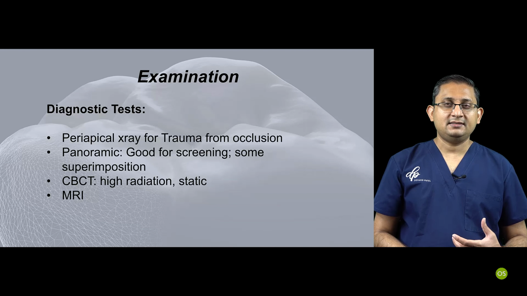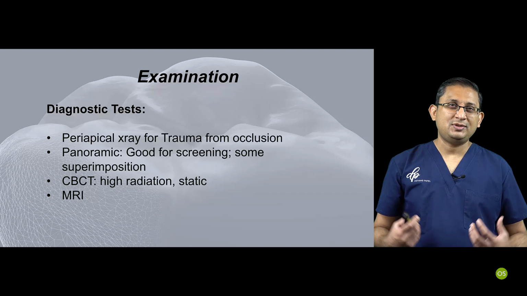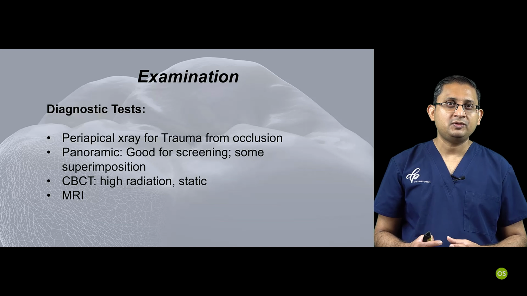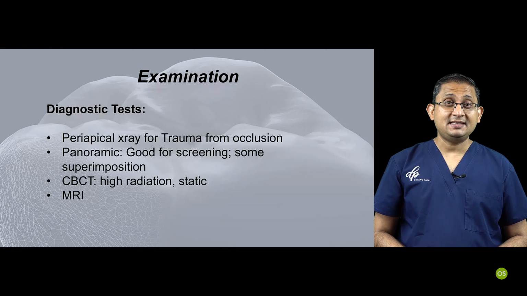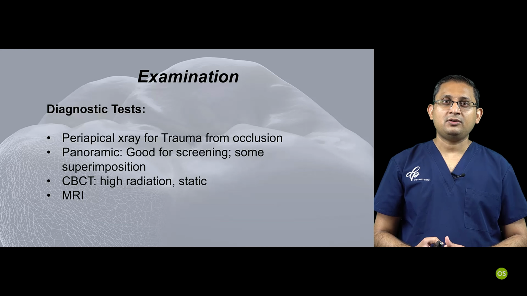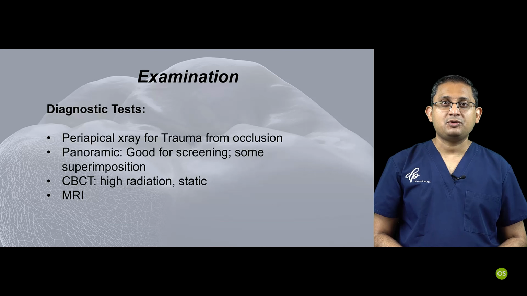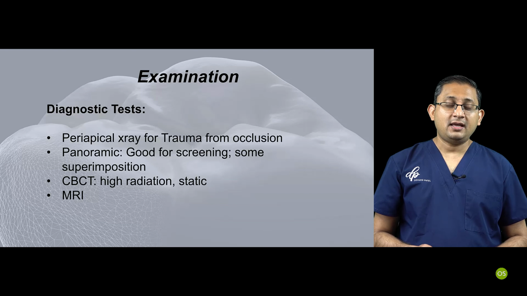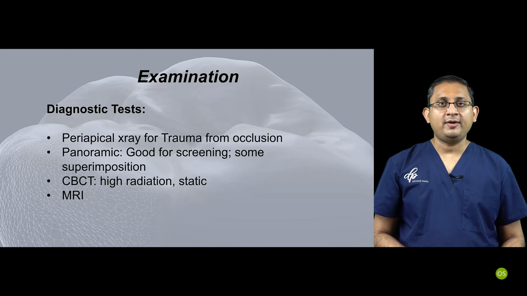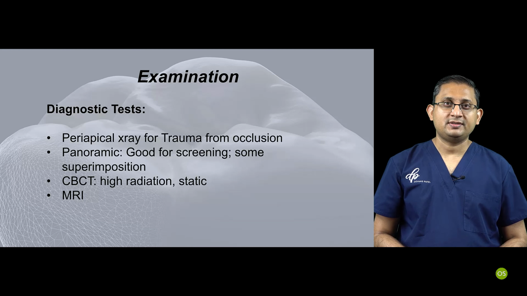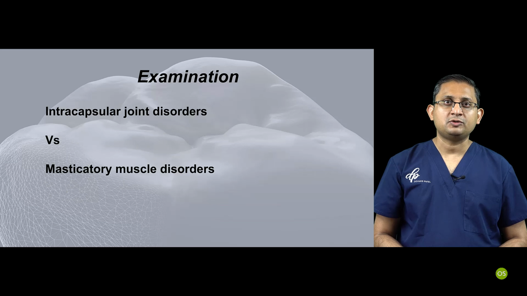You can take a panoramic X-ray to see the overall picture, but you can see a lot of superimpositions. You can order a CBCT scan. However, the radiation is quite high and it's a static image, so you cannot see a dynamic movement of the jaw to assess the capsule or the disc. The MRI is a good way to assess temporomandibular joints. However, they are expensive, and because of that, most of the time not used in general dental practice and only used in hospital settings.